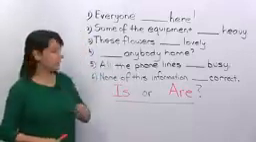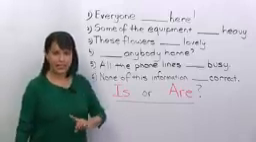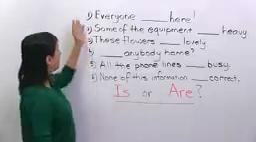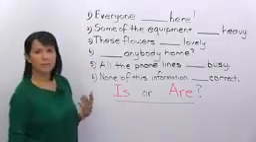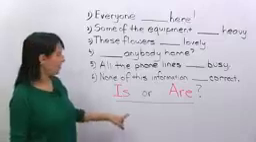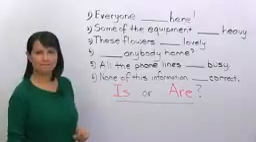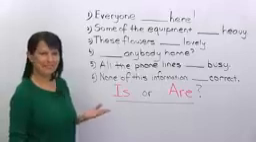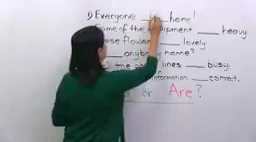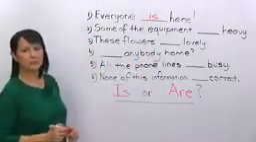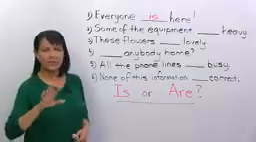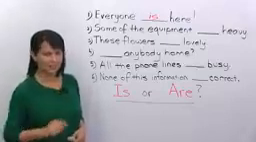So what you need to do is just tell me whether we should say is or are, okay? So the first one, everyone blank here. What should it be? Everyone is or everyone are? Ready? Okay, so here it should be everyone is here. Now, if you got it wrong, don't worry. I'm going to explain everything after this section, okay?